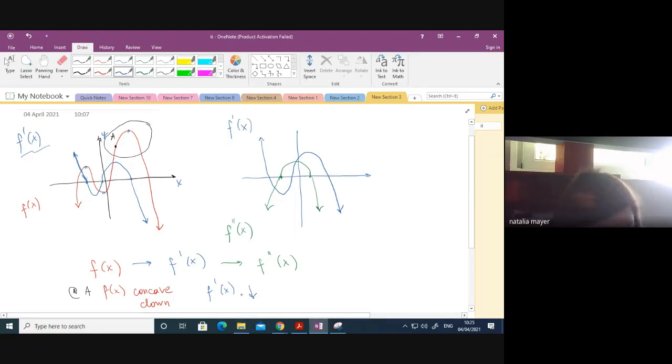Okay. Now, the derivative function here is decreasing. So let's find this point. Will I be able to find it here? Because I want you to find the sign of the second derivative.